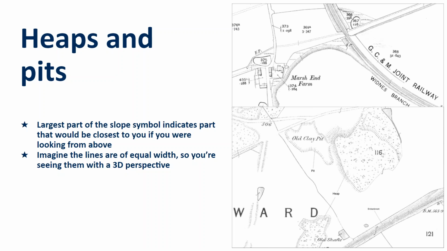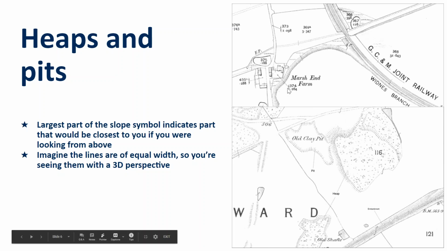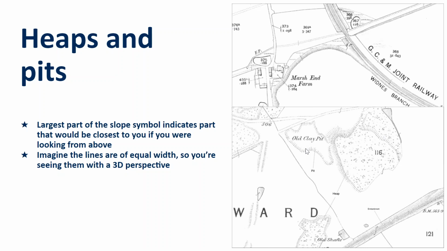So a few tips just distinguishing between heaps and pits. The terminology we're trying to employ here really is just to demonstrate that the tapering indicates the incline. So the largest or thickest part of the slope symbol indicates the part that would be closest to you if you were examining it from a bird's eye point of view. I know it can sometimes be tricky to establish, but as you can see, the lines are thickening out here, suggesting a raised area and a depression in this instance.